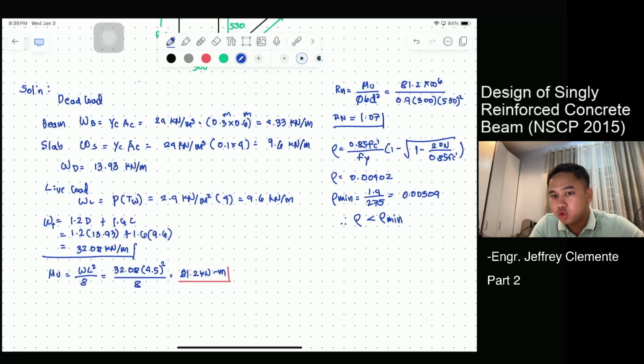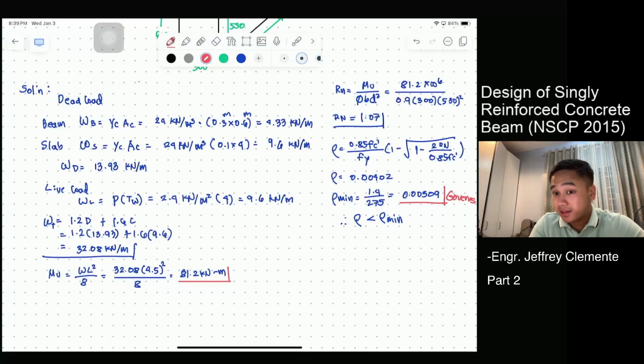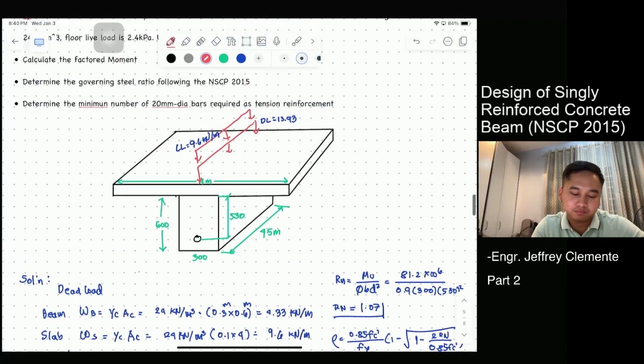Pwede ba yun? Hindi pwede. Hindi mo pwedeng gamitin yung less than rho min. So, ang gagamitin mo na ngayon, yung rho minimum natin. Which is this one. Ito ngayon yung mag-govern. Okay? So, yun yung gagamitin mo ngayon sa As. So, that's the second question.